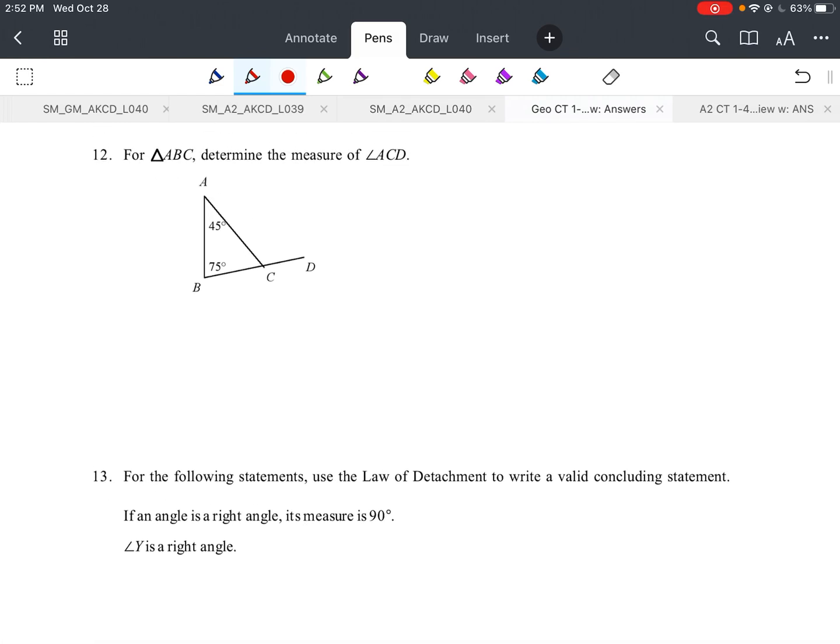For triangle ABC, let's determine the measure of ACD. Okay, so we're just going to try to figure out what this exterior angle is. There's two ways to do this. Using the exterior angle theorem, you should know that this plus this would give you your total. So angles A and B add up to make that exterior angle. So 45 and 75, that's going to give you a solid 120.